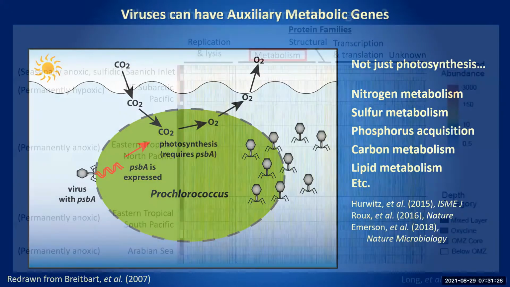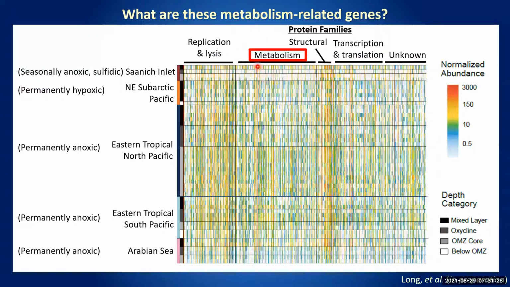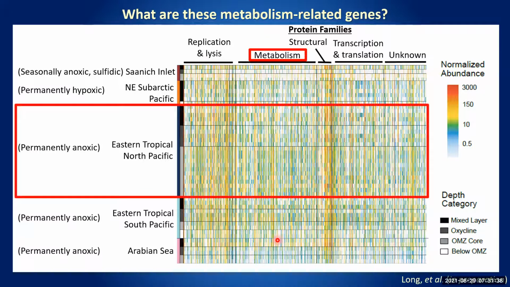So our question here is, what are these metabolism-related genes that we're finding within these regions that have oxygen minimum zones? For that, I'm going to give you an explanation from the Eastern Tropical North Pacific, one of those large permanently anoxic regions. And it has the best depth profiles that we have for any of our study regions, so we've studied it more intensively.